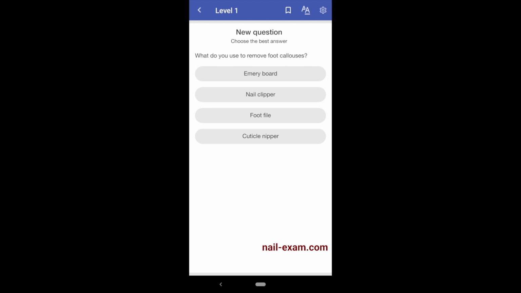What do you use to remove foot calluses? Answers: A. Emery board. B. Nail clipper. C. Foot file. D. Cuticle nipper. The answer is C.